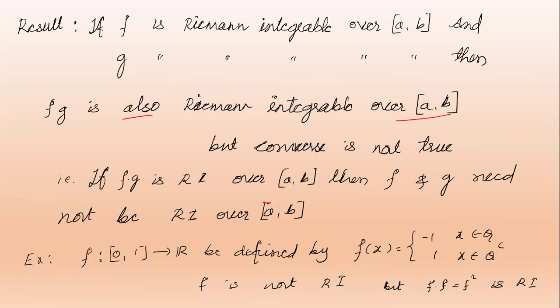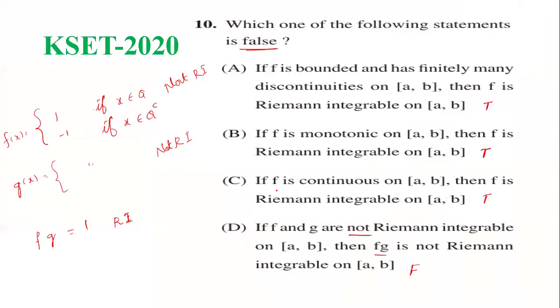See, for example, f from [0, 1] to R defined by f of x equal to minus 1 if x belongs to rational numbers, 1 if x belongs to irrational numbers. f is not Riemann integrable, but f into f, that is f square, is Riemann integrable. Therefore, the question is made based on this result. See, this option is false. Therefore, the answer for this question is D.